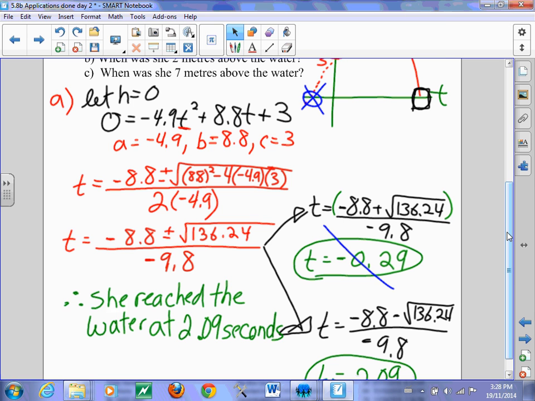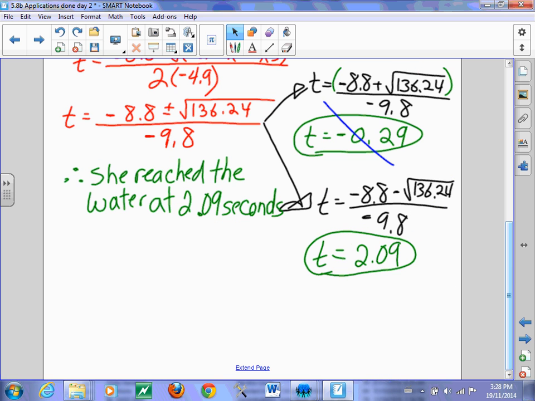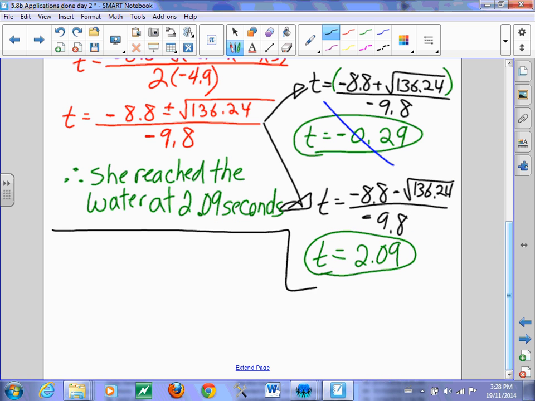Awesome. There's the first question done. Let's take a look at the second question. The second question says, when was she 2 meters above the ground? Okay, so we want to talk about the height being 2 meters. So we're going to see about h equaling 2.